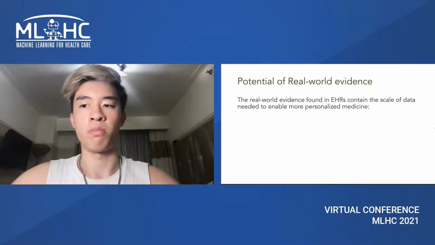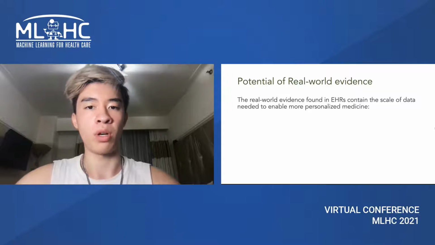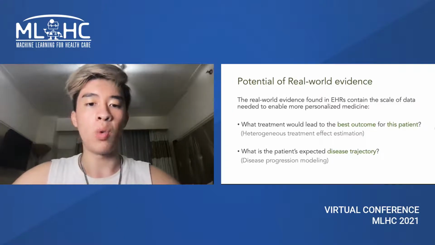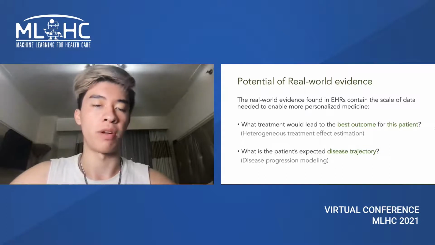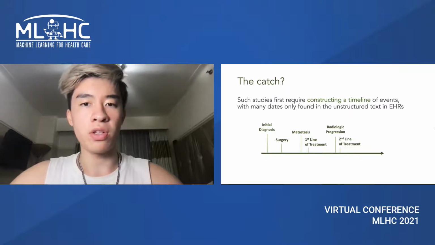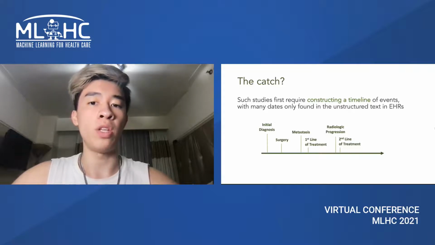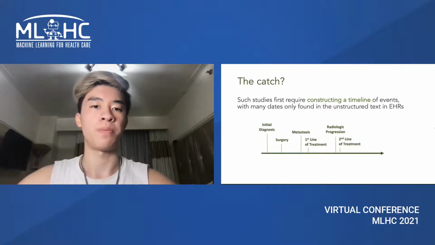Electronic health records are important because the scale of data they contain potentially enables us to answer important questions, such as which treatment will lead to the best outcome for a patient, or what is a patient's expected disease trajectory. But to answer these questions, we must first construct a timeline of events, and many of these dates are only present in the text of an EHR.